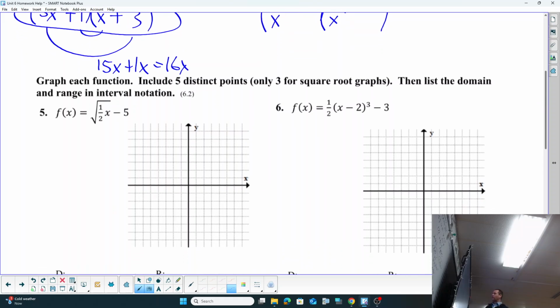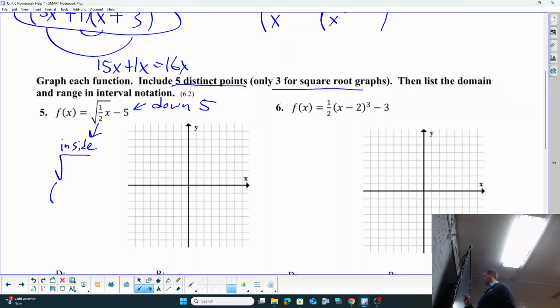Graph each function. 5 distinct points. Only 3 for square roots. So this one is a square root. So we're going to go, what does this do? Do you remember what this does? So it's going to be down 5. And then what does inside the radical look like? Well, inside the radical is just like inside some parentheses, and it's opposite, right? It's opposite what you think.